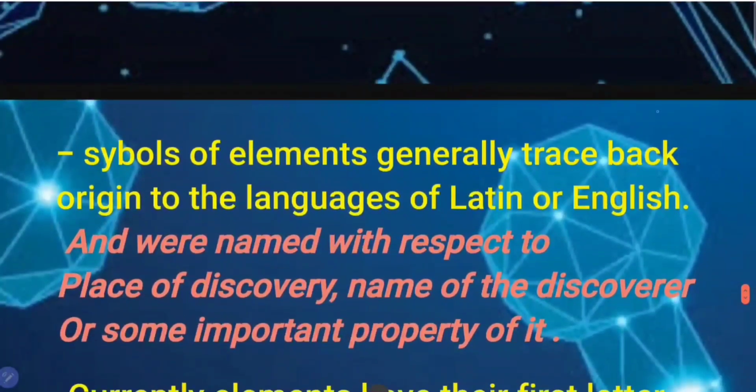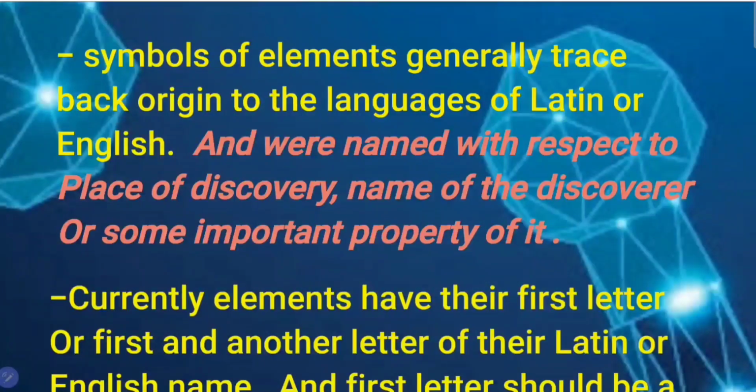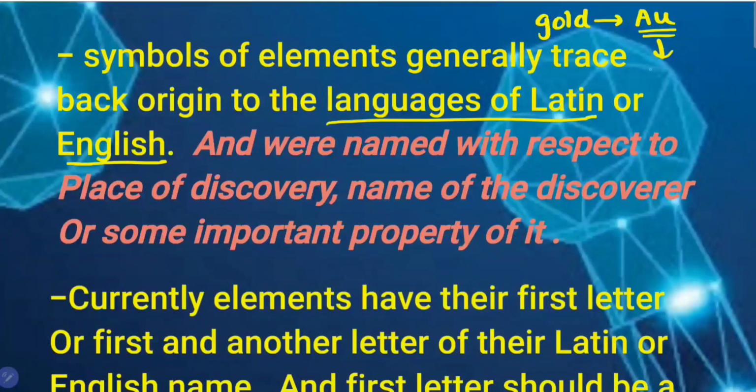This is the next point. The symbols of elements generally trace their origin to the Latin or English language. For example, gold is an English word, but we represent gold as Au, which is a representation of the Latin word aurum. From this word we get Au, the symbol for gold.